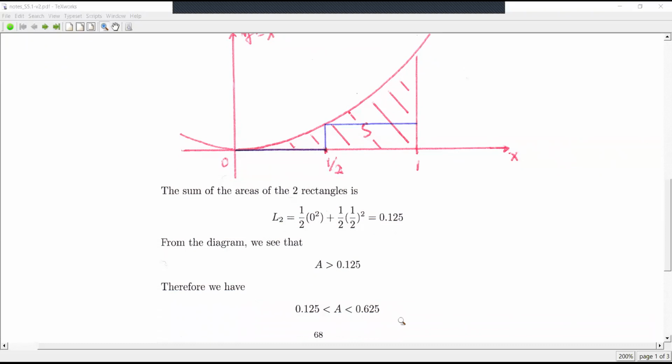At this point, I don't know what A is. I want to find A. I don't know what A is, but I can tell you that A lies between these two numbers. A greater than 0.125 and less than 0.625. This is the first step. I use only two rectangles. Then I can tell a lower bound and upper bound for A. Now in the following, I use more rectangles to improve the lower bound and upper bound.